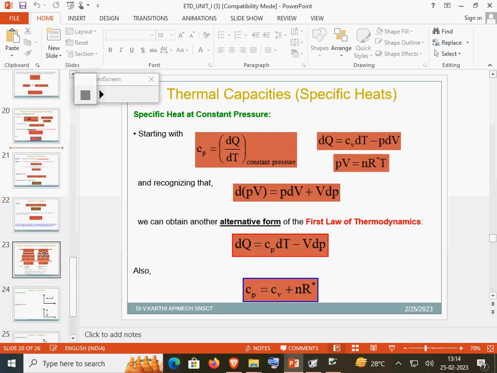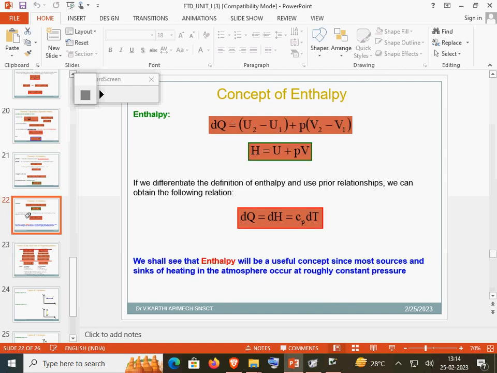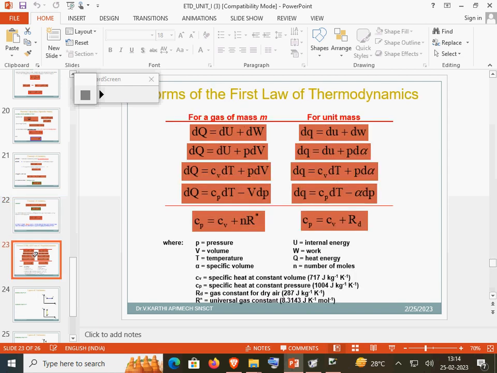Thus, the forms of the first law of thermodynamics: the first one is for a gas of mass m, the second is for unit mass. These are the notations for pressure, volume, temperature, specific volume, specific heat at constant volume, specific heat at constant pressure, gas constant for dry air, and universal gas constant.